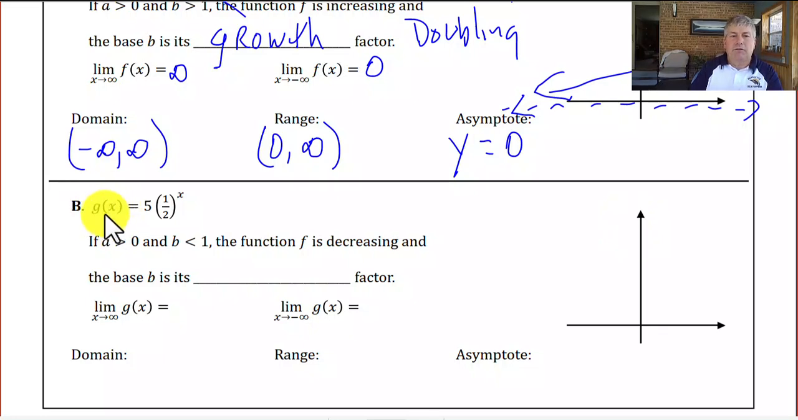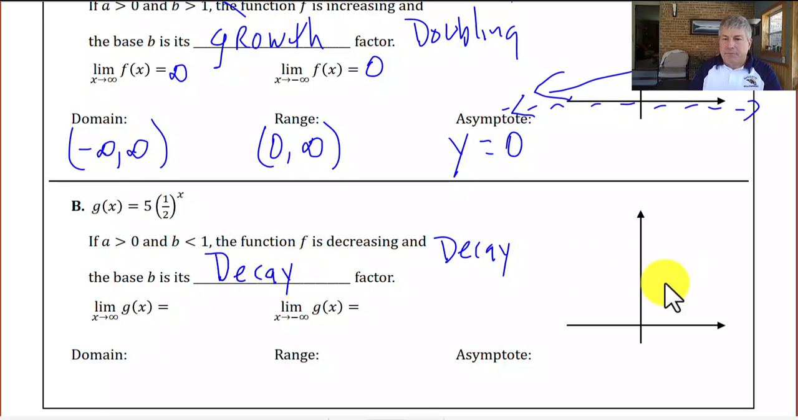In this particular function, g of x, now our ratio is 1/2. So if a is greater than 0 and b is less than 1, the function is decreasing. This is a decay model. So now our values are decaying by 1/2. This is like a half-life. So this is a decay factor.